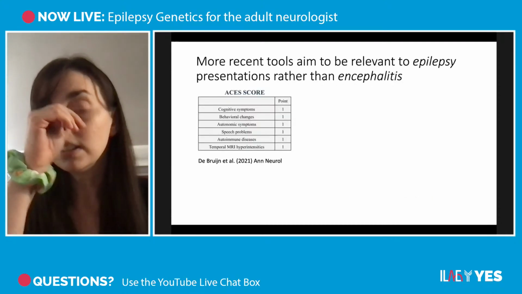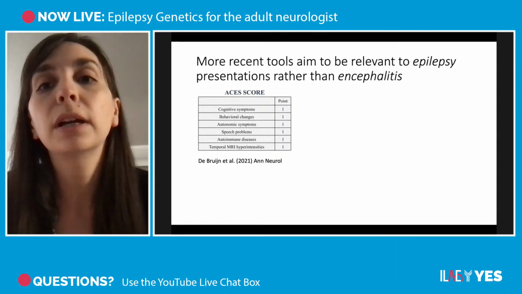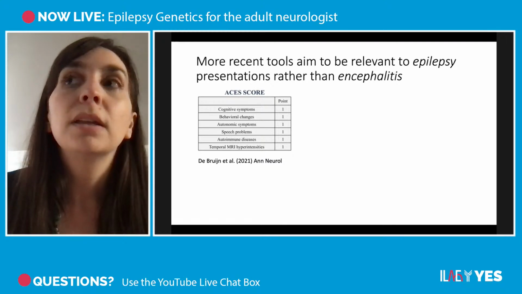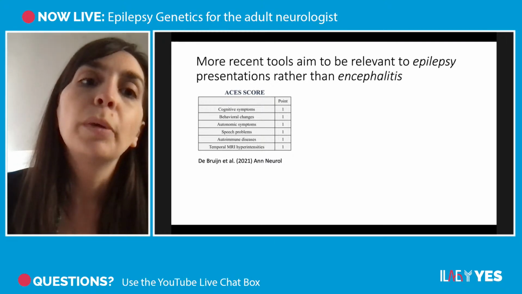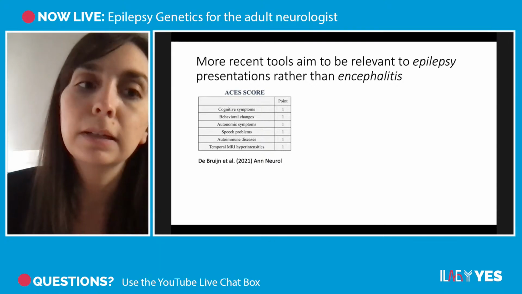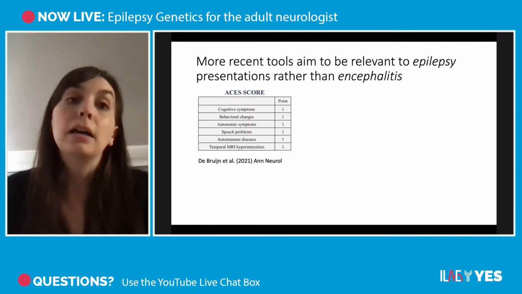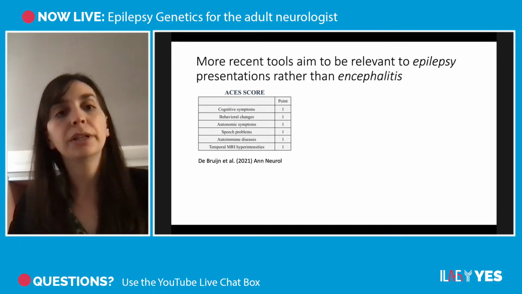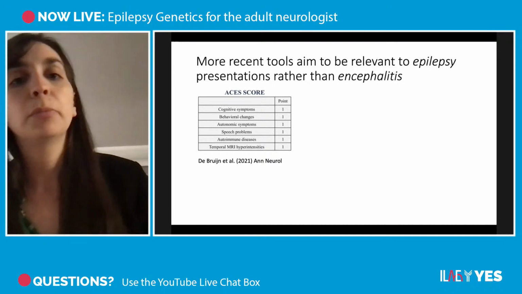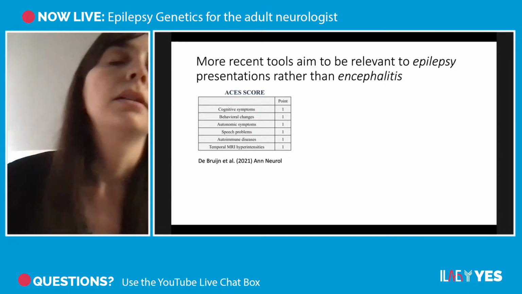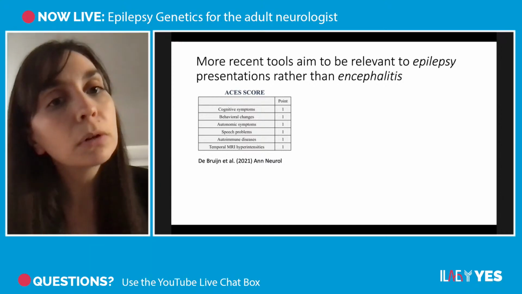And so more recent tools developed by other groups have tried to be relevant to the scenario in which we as epileptologists are often faced with. So a patient who does not clinically have an autoimmune encephalitis and is showing up to an outpatient epilepsy clinic setting, but has focal epilepsy of unknown cause. And so the one tool that probably has been developed with the highest number of patients and, most importantly, validated in an independent cohort is the ACES score tool.